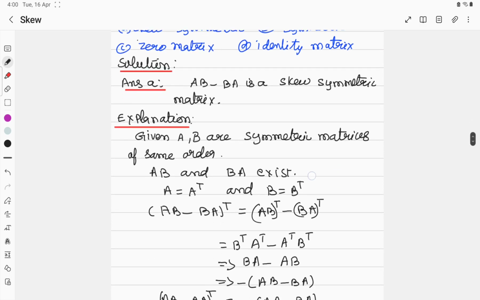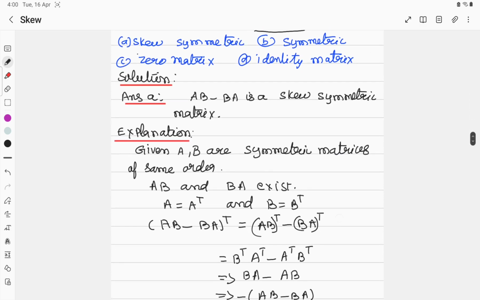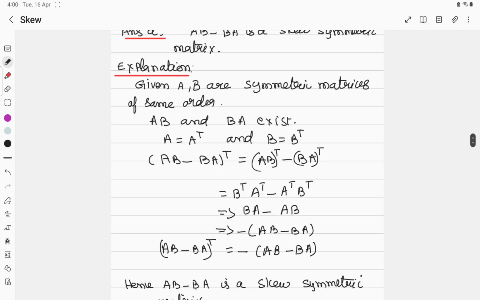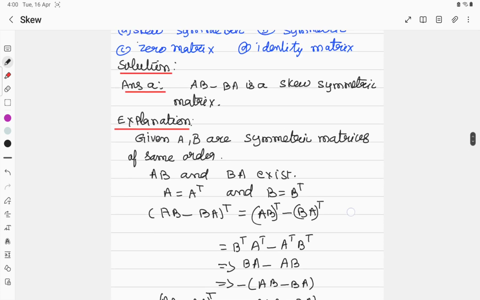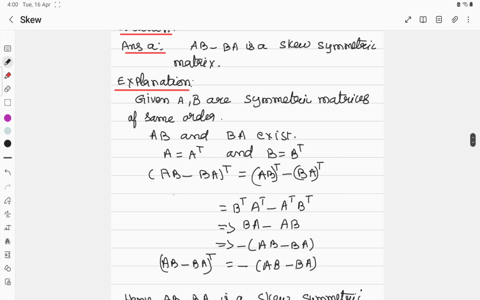What has been said? A and B are symmetric matrices of same order. Since A and B are symmetric matrices of same order, AB and BA exist. Now if A is symmetric, A is equal to A transpose, and if B is symmetric, B is equal to B transpose. Now let (AB minus BA) transpose equal (AB) transpose minus (BA) transpose. Now (AB) transpose is equal to B transpose A transpose, by the property, and (BA) transpose is A transpose B transpose.